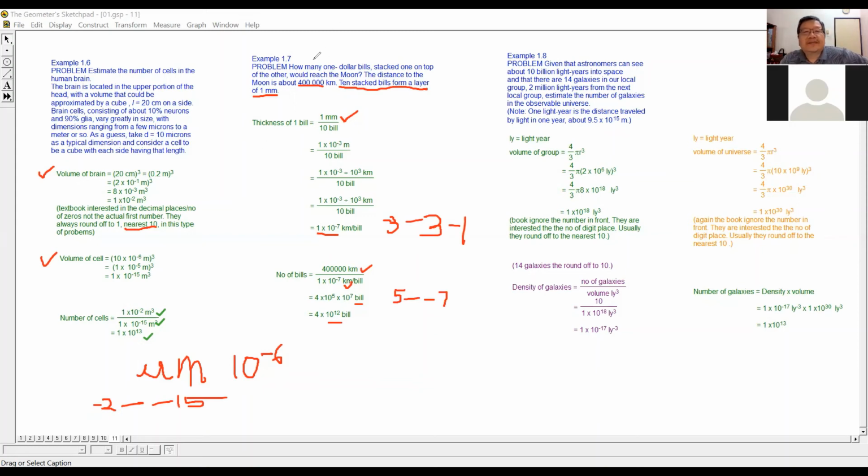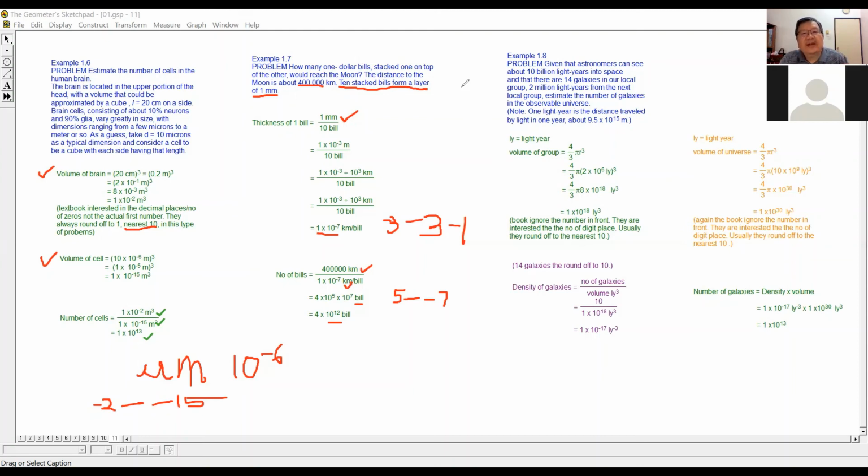Okay, any question? No. So what we learn from these two problems, number one, is how to convert a number into scientific notation, and how to manipulate them, how to use division and multiplication of scientific notation.